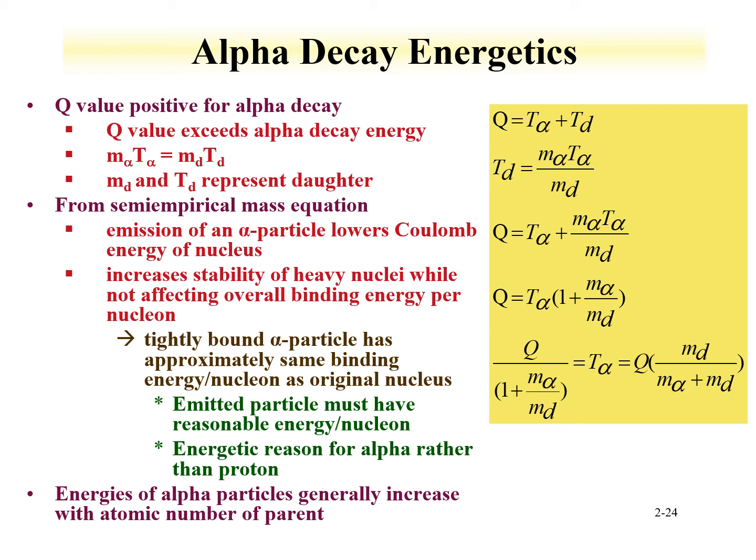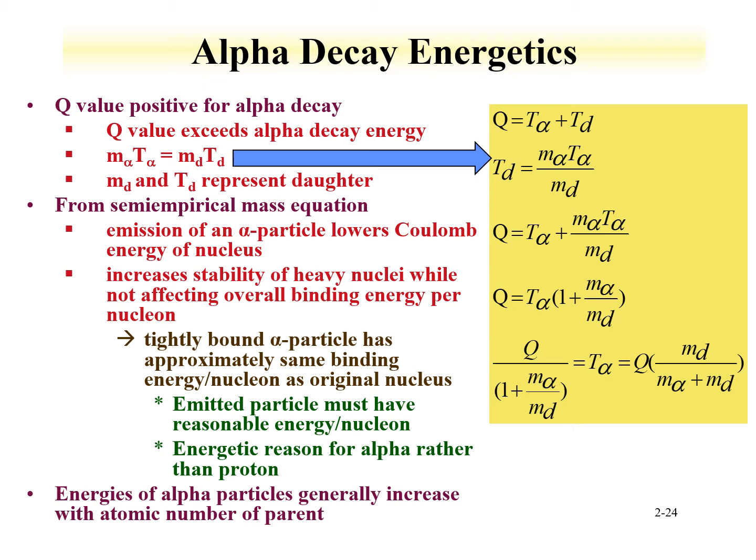The alpha decay energetics allows us to calculate the Q value and the alpha decay energy for a given isotope. We know that the Q value often exceeds the alpha decay energy, and this is due to the fact that the Q value is the total energy of the system, so it's the kinetic energy of both the alpha particle and the daughter. We have a relationship where the momenta are going to be equal in opposite directions, so we can use this equation where mass times kinetic energy for the alpha is equal to mass times the kinetic energy of the daughter.